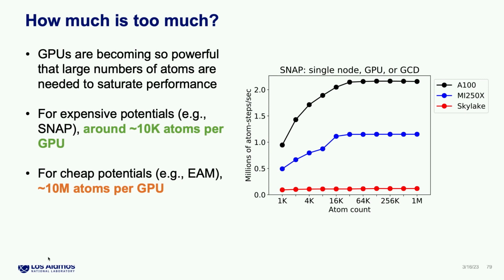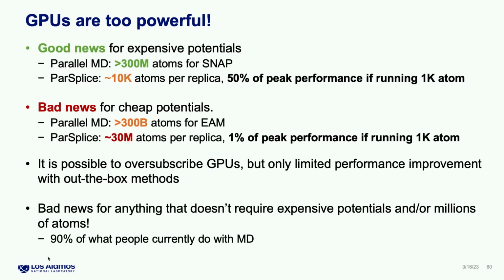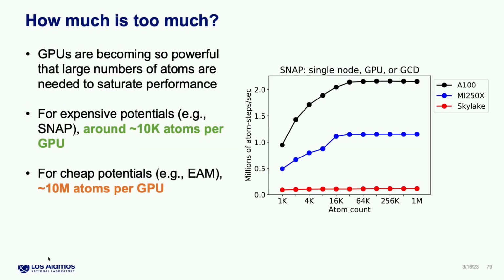So now if you say, okay, I have an A100 in my office, I want to run EAM on it, which some of you might know, it was mentioned a few times, it's a very cheap empirical potential, and I think all of the old guys here grew up running EAM, right? It used to be the bread and butter of material science, everybody was doing EAM. And now to keep one GPU busy with EAM, you need 10 million atoms on the GPU to keep it busy. Okay. And that is not good news.